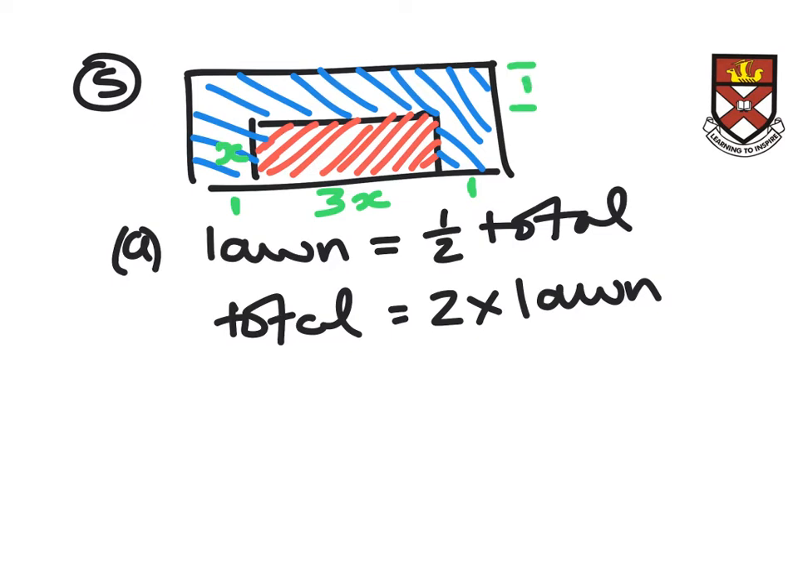So when I look at my picture now, the total height of the garden up there is going to be x for this part and 1 for this part. So my total length is going to be x add 1. What's my total length going to be? Well, I know this little bit is 1, I know this big bit is 3x, and I know this little bit is 1. So all the way along there is going to be 3x add 2.